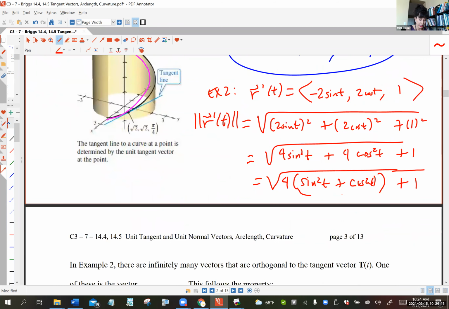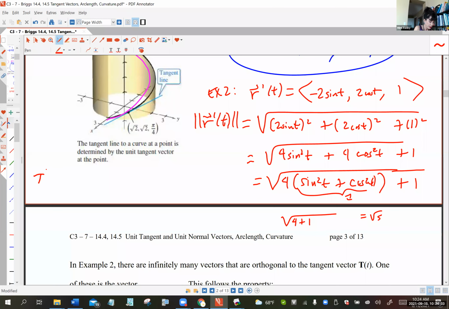But there is a trig identity that says sine squared plus cosine squared is equal to what? 1. So we really have the square root of 4 plus 1, which is square root of 5. And now you're able to put this whole thing together.